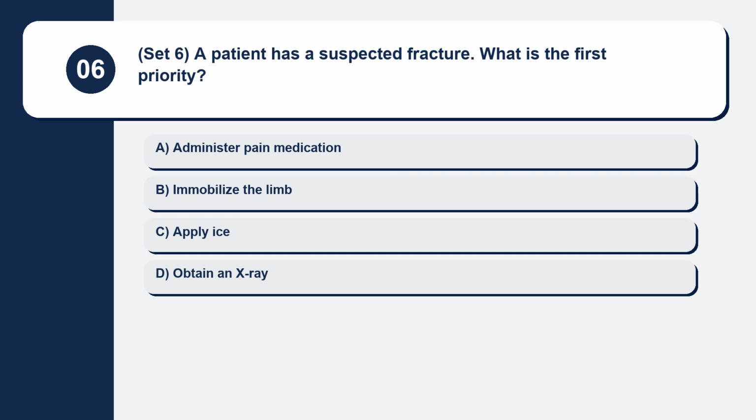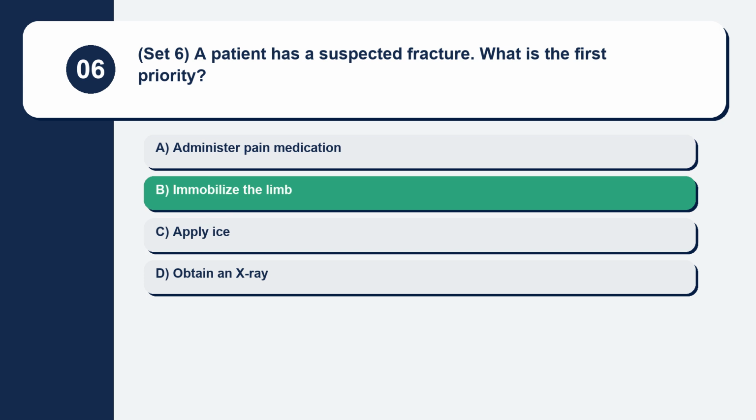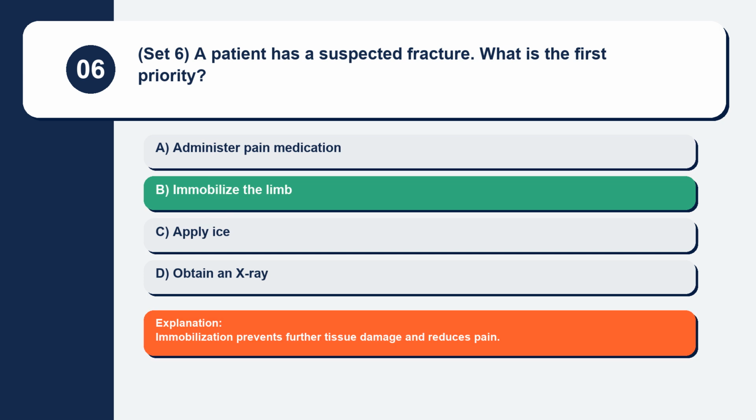Question 6, Set 6. A patient has a suspected fracture. What is the first priority? Administer pain medication, immobilize the limb, apply ice, obtain an X-ray. Immobilization prevents further tissue damage and reduces pain.